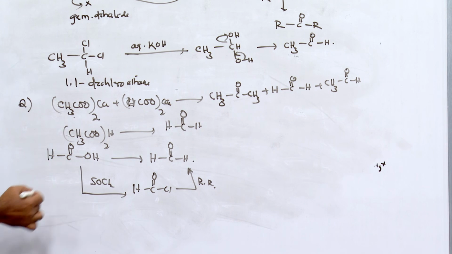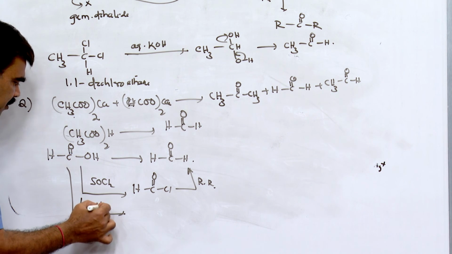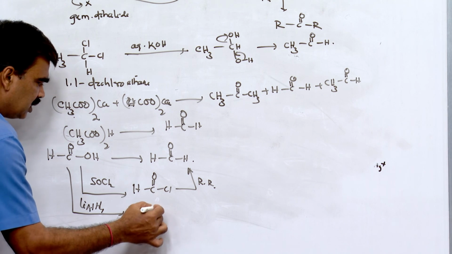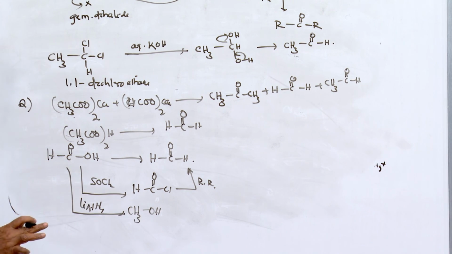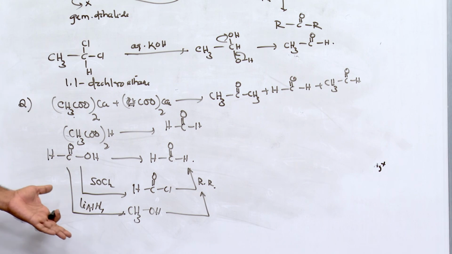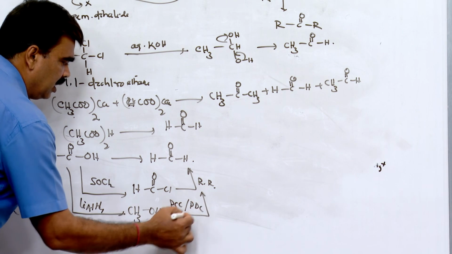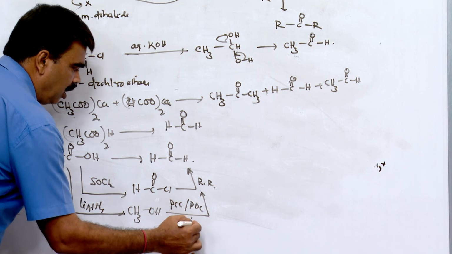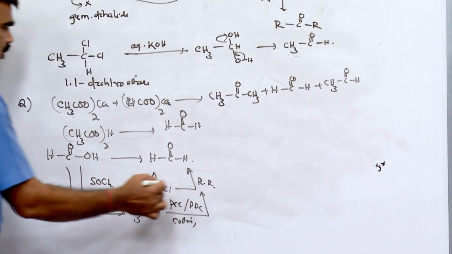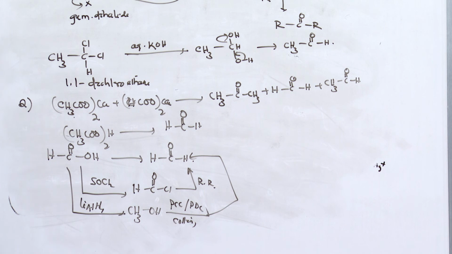Another method is there. How can you convert this one? You do the reduction with lithium aluminum hydride, you will get methyl alcohol, right? Here it is only one carbon, you will get methyl alcohol, and for methyl alcohol, as I taught today, you can use PCC or PDC or Collins reagent or Swern's reaction, do Swern's reaction, you will get this aldehyde compound. So these are the questions frequently asked in CHEC examinations.